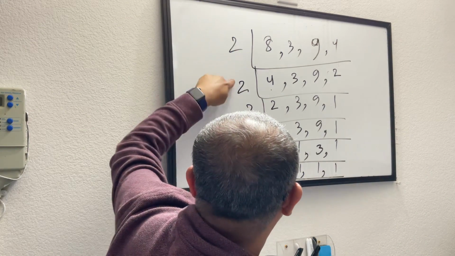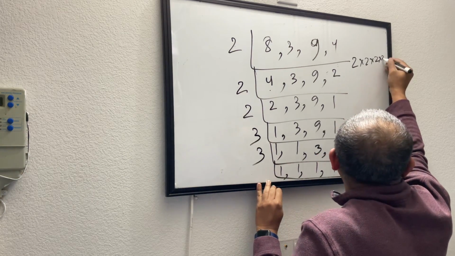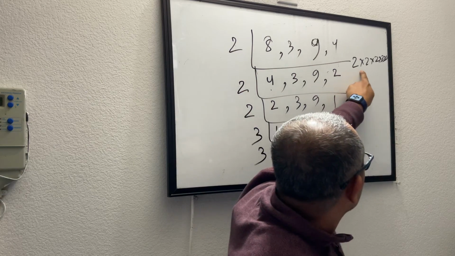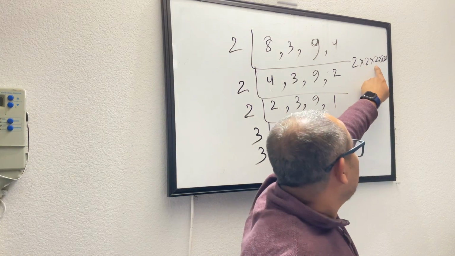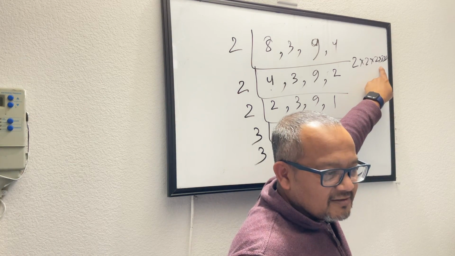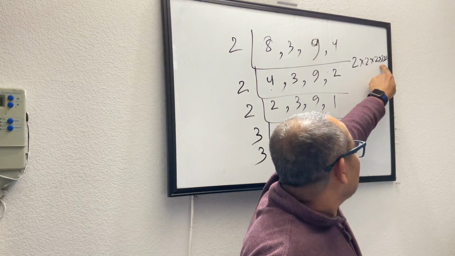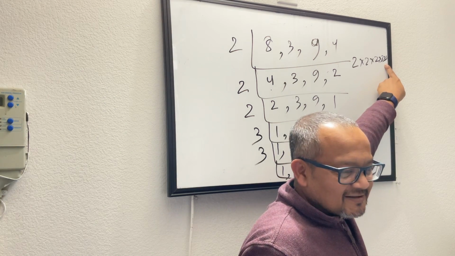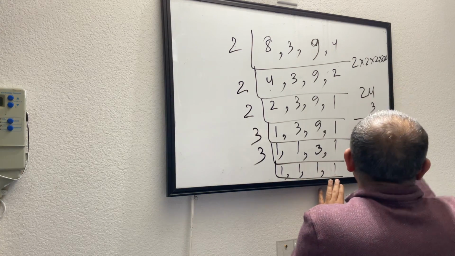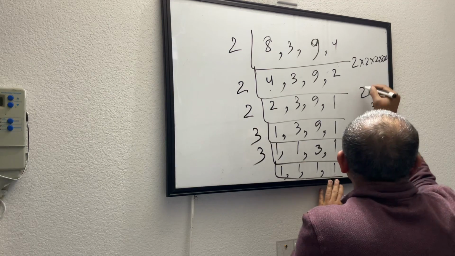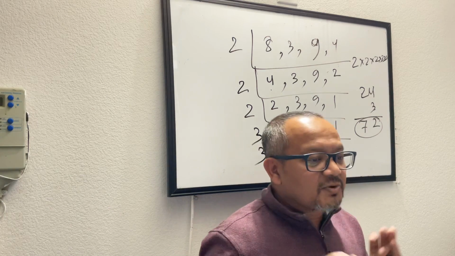What do we have? 2, 2, 2, 3, 3. So that is 2 times 2 times 2 times 3 times 3. 2 times 2 is 4. 4 times 2 is 8. 8 times 3 is how much? Actually, 8 times 3 is 24. How about 24 times 3? 72. You don't have to memorize the table of 24, but you can find it out. 3 times 4 is 12. 3 times 2, 6 plus 1, 7. 72. So this is the LCM.